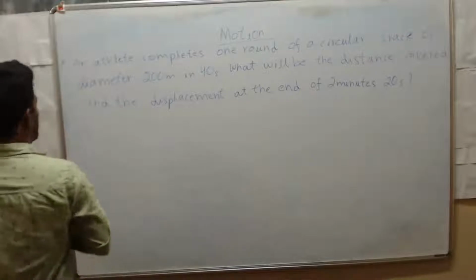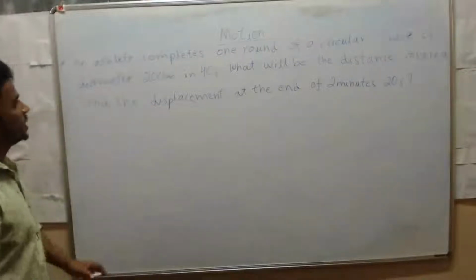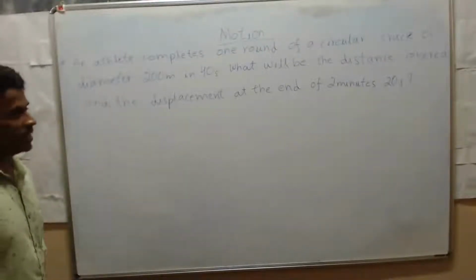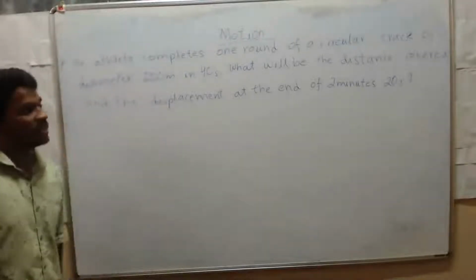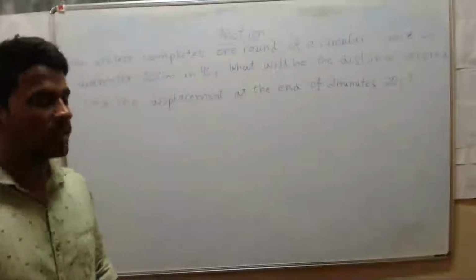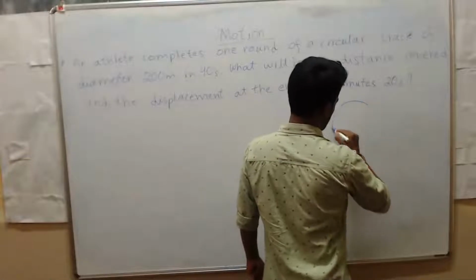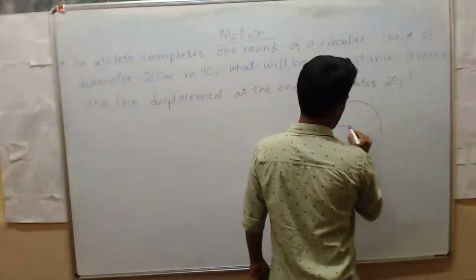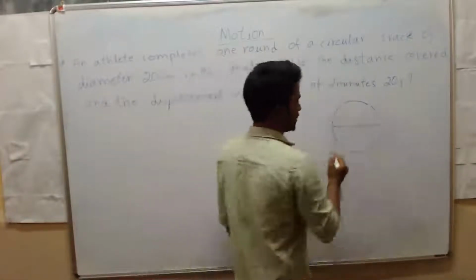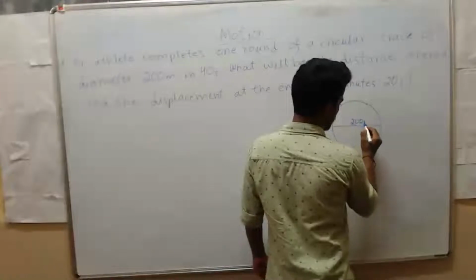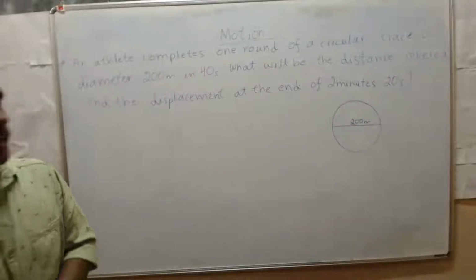See, an athlete completes one round of a circular track of diameter 200 meter in 40 seconds. So what will be the distance covered and the displacement at the end of 2 minutes 20 seconds? So one track is there, and that track is in the shape of a circle. They have mentioned the diameter of that circular track is 200 meter. So clearly we can say that the radius of that circular track is 100 meter.